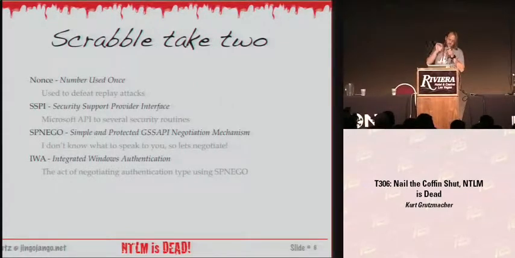A nonce, in cryptographic terms, is a number used once. It's used to help defeat replay attacks. So if you were to intercept a communication with encryption, using a nonce would not allow you to reverse that easily. Now it can be reversed or used easily, but it just helps with replay protection. SSPI, SP negotiation, IWA, they're all Microsoft definitions of how to do security, how to do authentication within Windows.